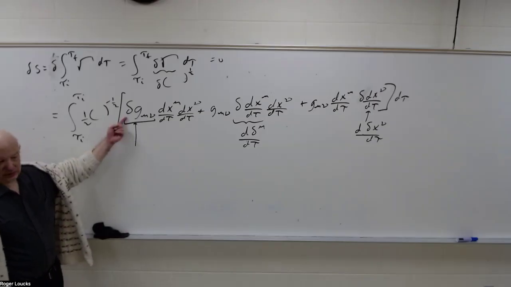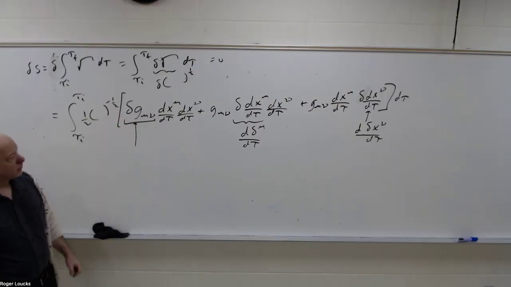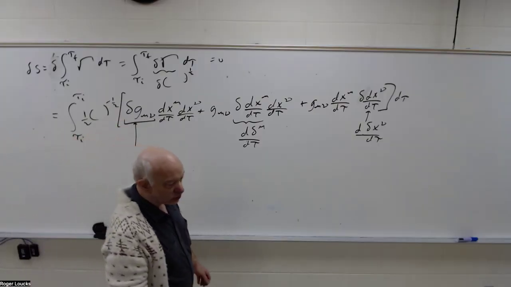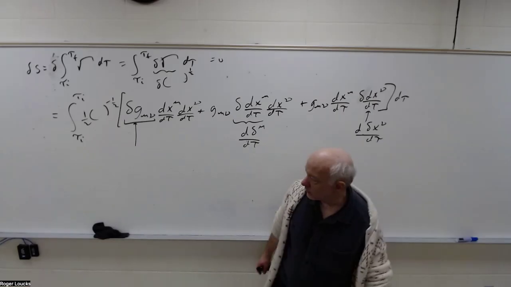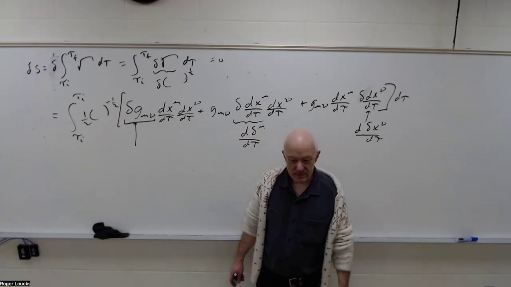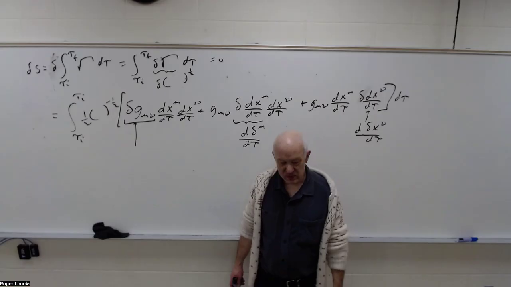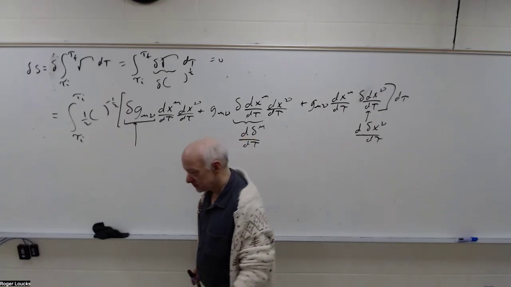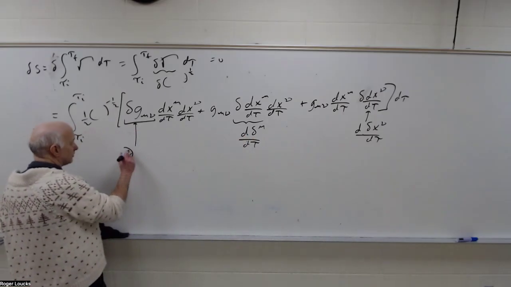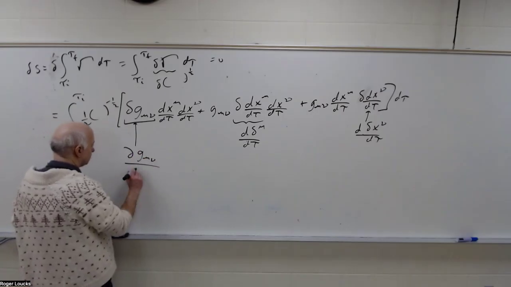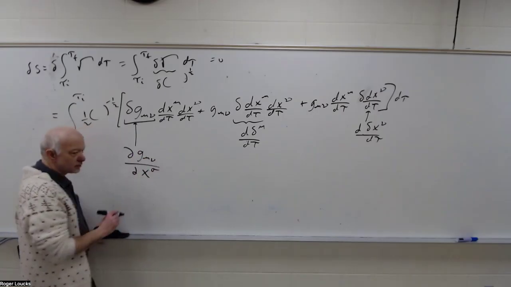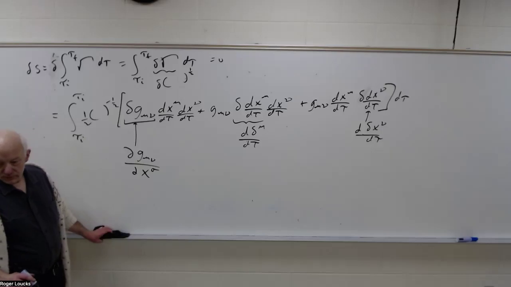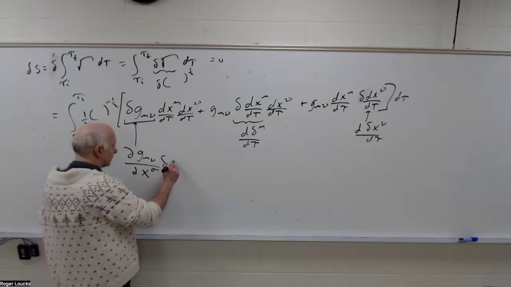So imagine this is a D. I want the differential on the G's. The G's are a function of the X's. How do you write that? Delta G, partial G mu nu with respect to X, let's say sigma, delta X sigma.